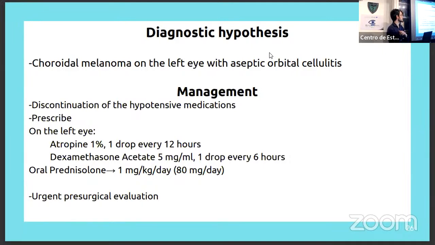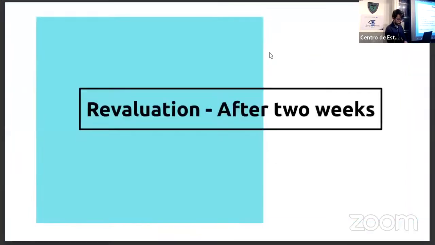So we proposed the discontinuation of the hypotensive medications because she was with no light perception. We prescribed on her left eye atropine, 1 drop every 12 hours, and dexamethasone every 6 hours. We started oral prednisolone, and we requested an urgent post-surgical evaluation to perform the enucleation of her left eye.